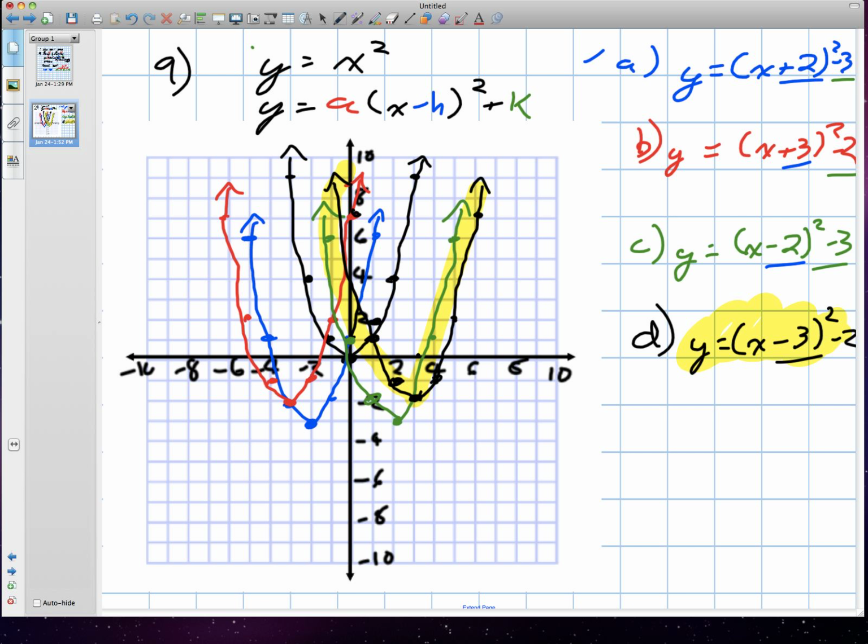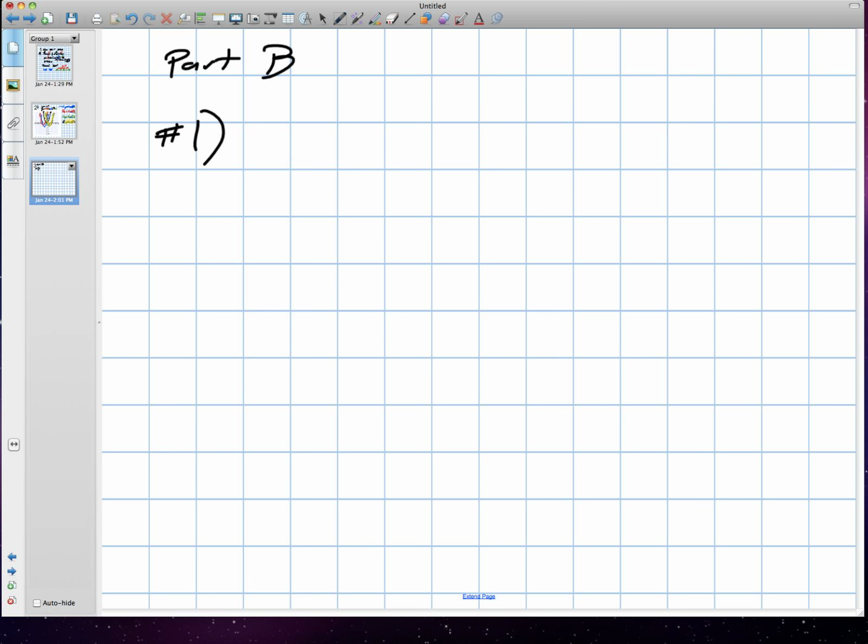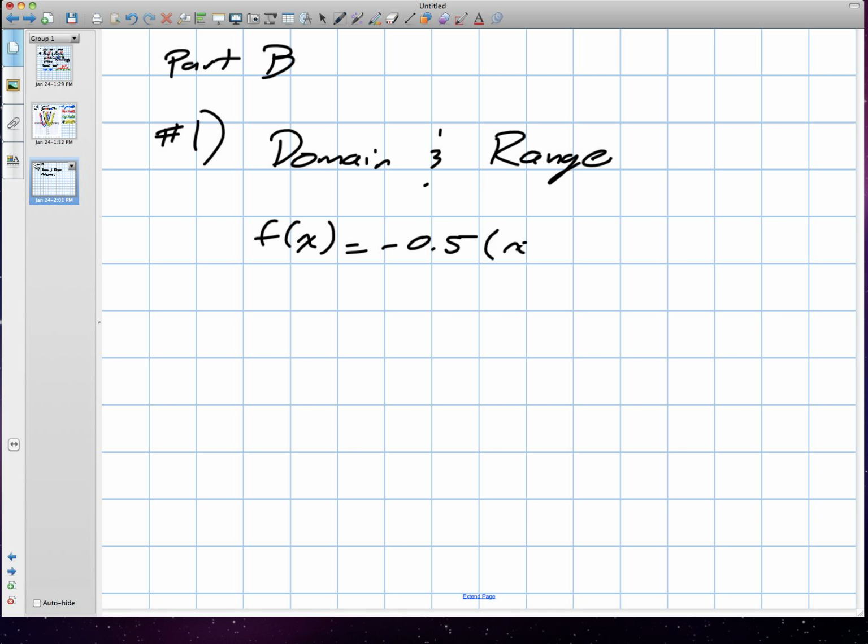Part B, number 1. They're asking for the domain and range of this function here, which is f of x is equal to negative 0.5 (x plus 2) squared plus 5. They don't really ask us about any other parts of the transformations. So for our domain and range, there's really going to be only 2 things that are very important.